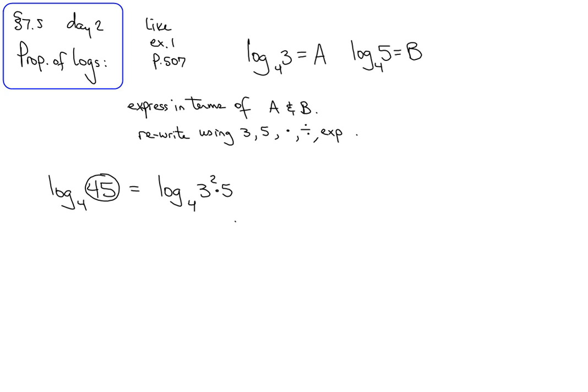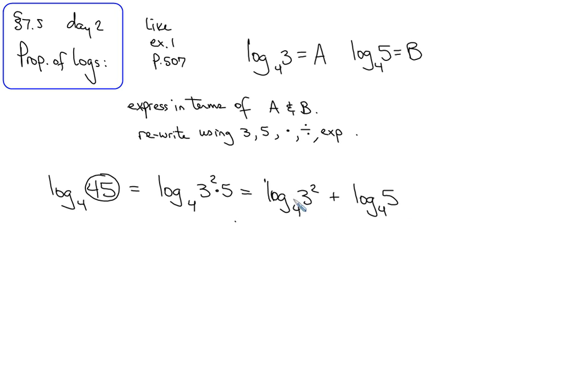Everybody with me on that? 3 squared is what? And 9 times 5 is 45. Not too bad, right? Can we expand this now? Yes. Can I move the 2 to the front right now? But guess what a bunch of people do? Move it to the front when they know they're not supposed to. So that's one mistake. So what should I do first then? So what do I write? Log base 4 of 3 squared plus log base 4 of 5.